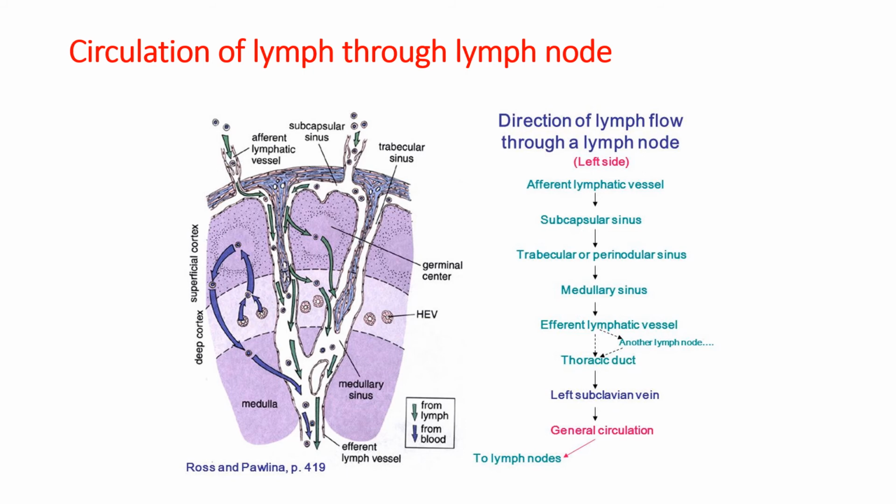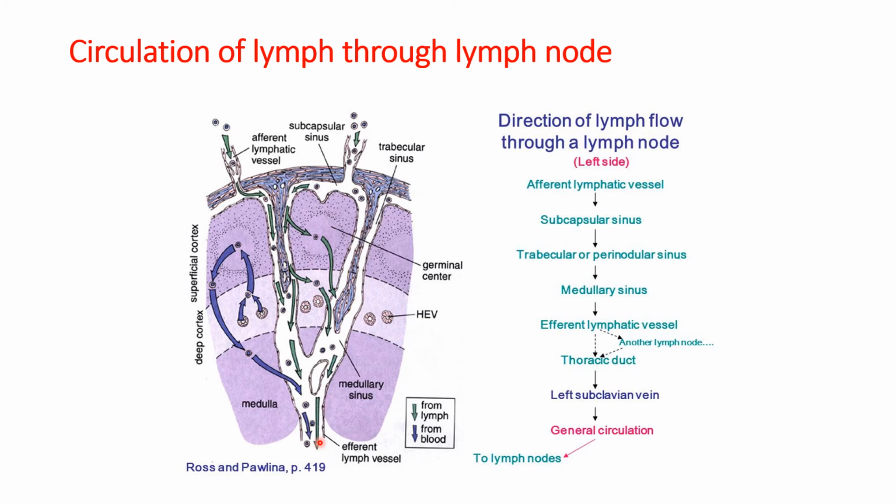Let us now summarize the circulation of lymph through the lymph node. We will begin with the afferent lymphatic vessel. These vessels have valves in them, and they pierce the capsule of the lymph node and drain the lymph into the subcapsular sinus. From here, the lymph will travel in the trabecular sinuses and then to the medullary sinuses, and finally the lymph will exit the lymph node at the hilum into the efferent lymphatic vessel.